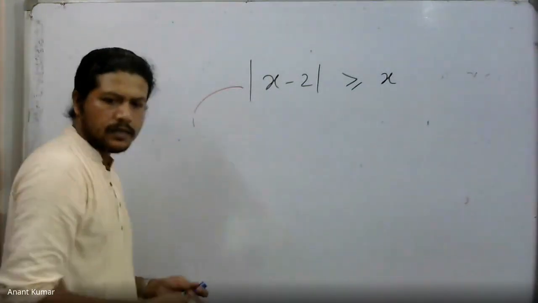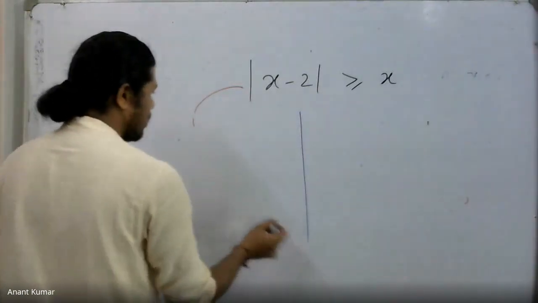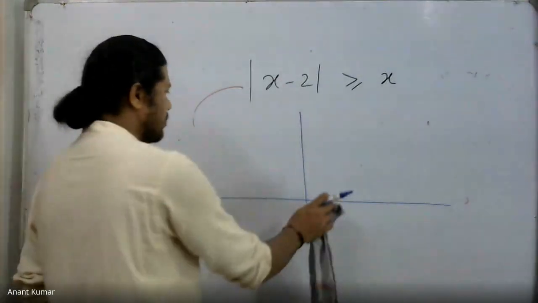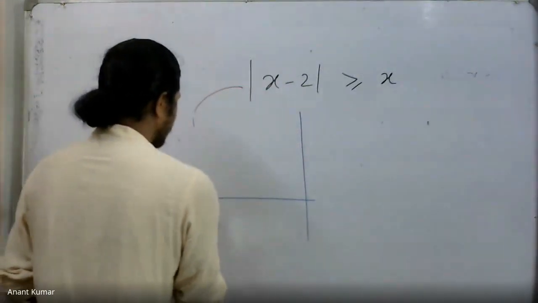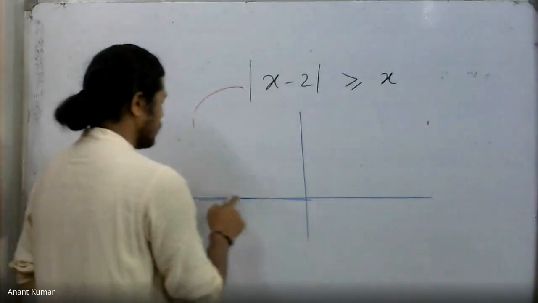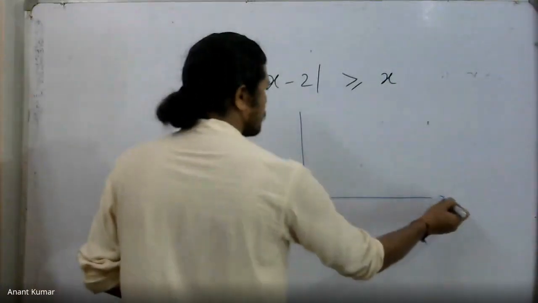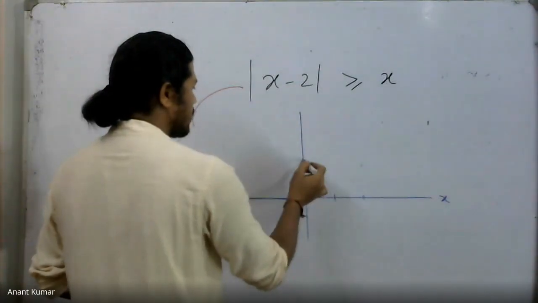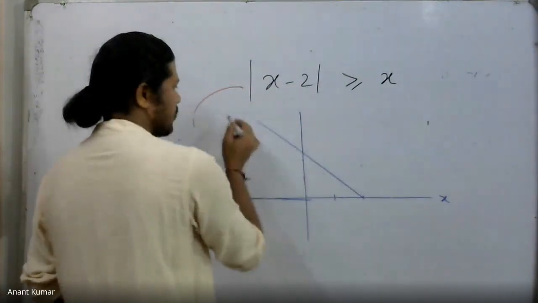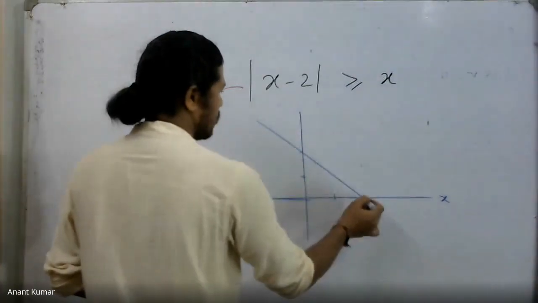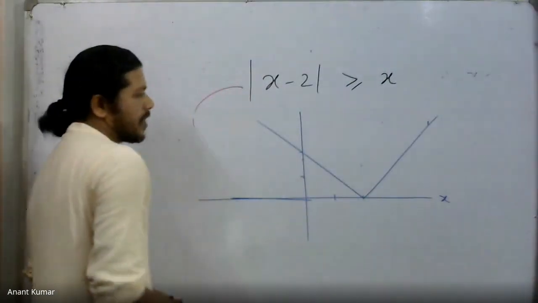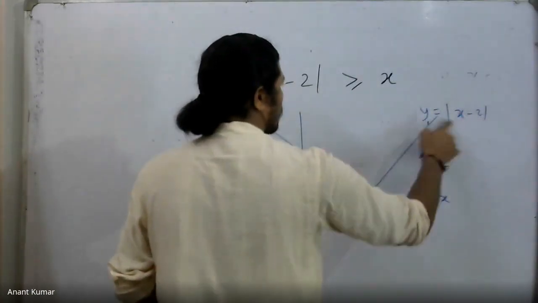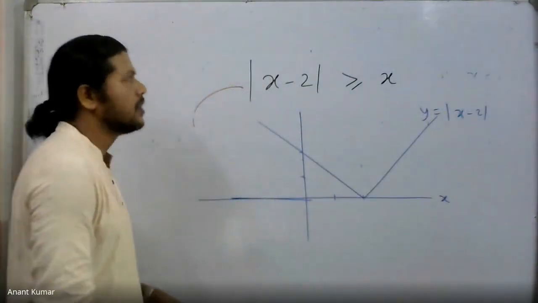How fluent are you at drawing graphs, by the way? In this case the graph is quite simple, but obviously it will not always be as simple. For example, the graph of mod of x minus 2 is known to us. It is nothing but a V-shaped curve, which is like this, for instance. 1, 2, like that. That is the graph for y equal to mod of x minus 2.